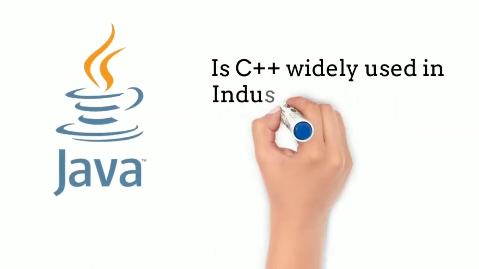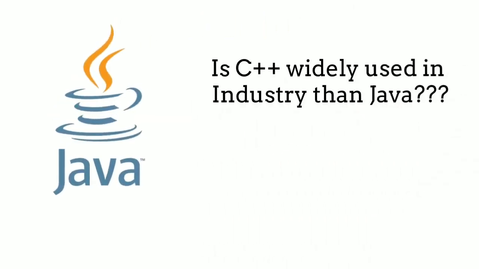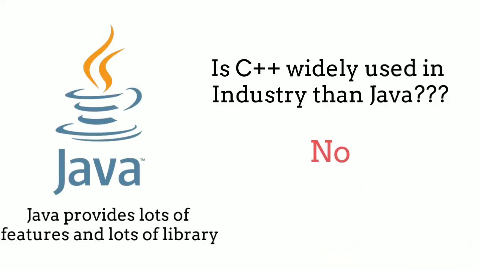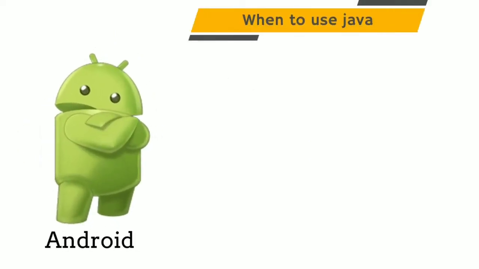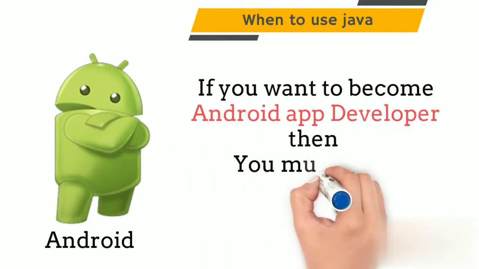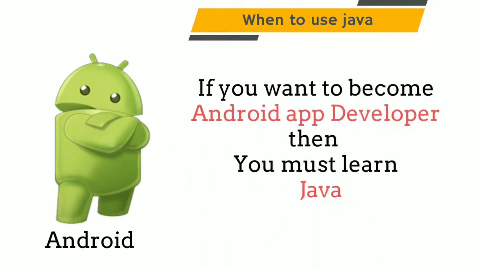Does it mean C++ is better than Java and widely used in industry than Java? Actually, the answer is no. Java is widely used in the IT industry more than C++. Java provides a lot of features and a lot of libraries, which makes it incomparable to any other programming language in terms of software development. The majority of Android applications are built using Java. So, if you are using Android Studio, then Java is the most popular language for building Android applications.